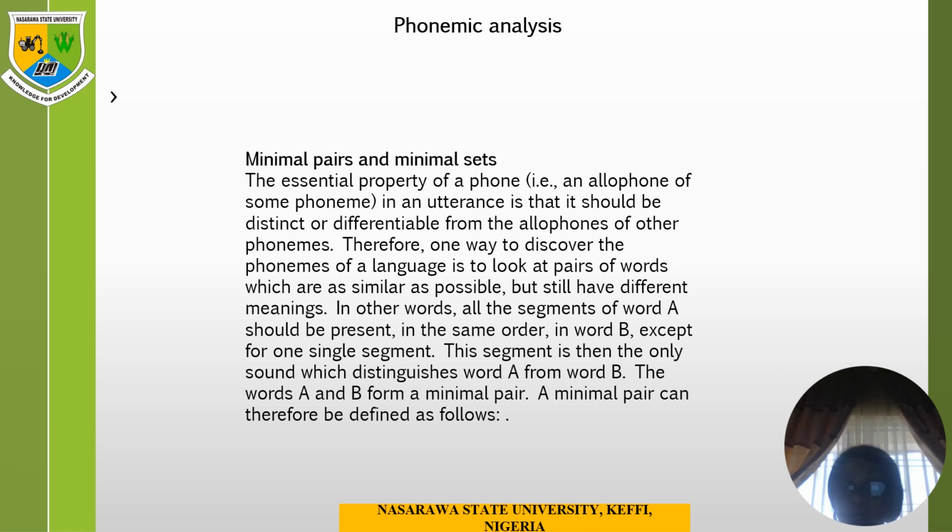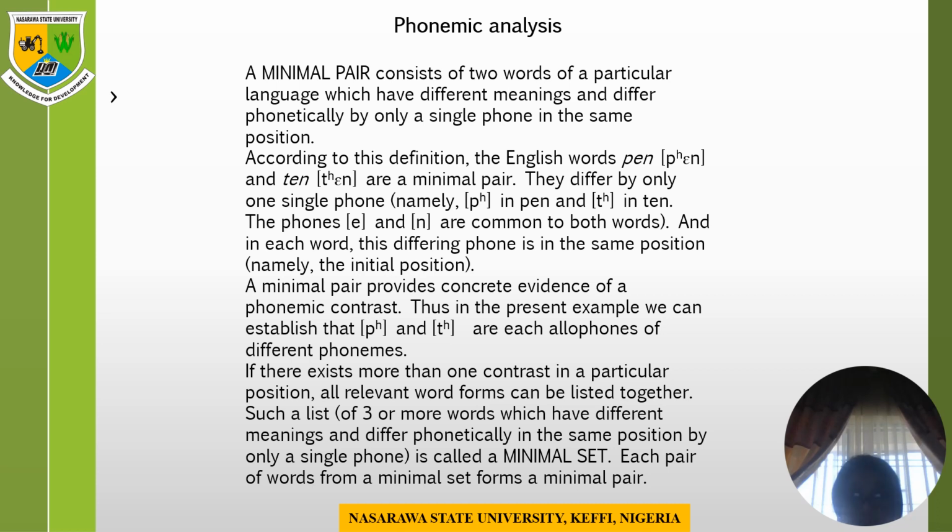In other words, all the segments of word A should be present in the same order in word B except for one single segment. This segment is then the only sound which distinguishes word A from word B. The words A and B form a minimal pair. A minimal pair can therefore be defined as follows. A minimal pair consists of two words of a particular language which have different meanings and differ phonetically by only a single phone in the same position.